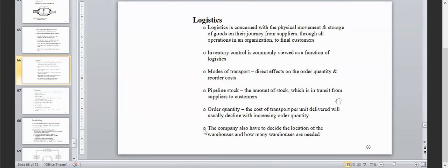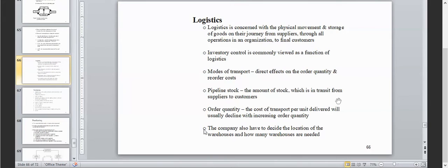So the more inventory that can be carried during the movement of the material or component, the cost of transport will increase gradually based on the quantity ordered.